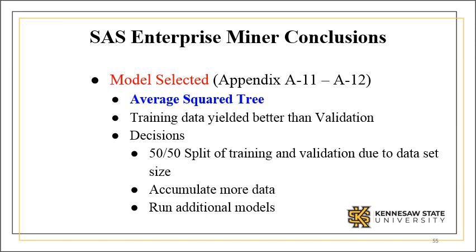I really believe that the training data yielded better results than the validation data. So I would continue on with this and maybe create a 50-50 split of the data. Since there are only 683 records, it's really not enough to get a good determination. So if we can accumulate more data, it will be helpful in this model. And then I will continue to run these and additional models to make a final determination.